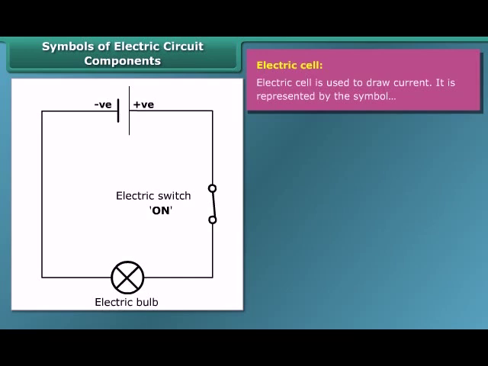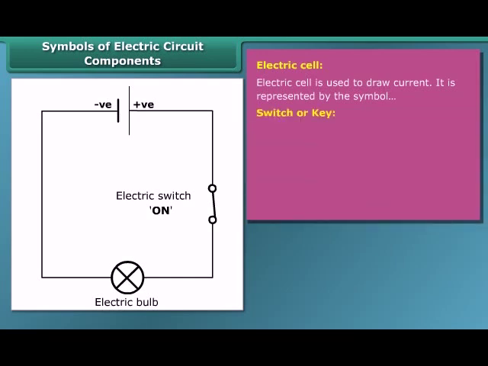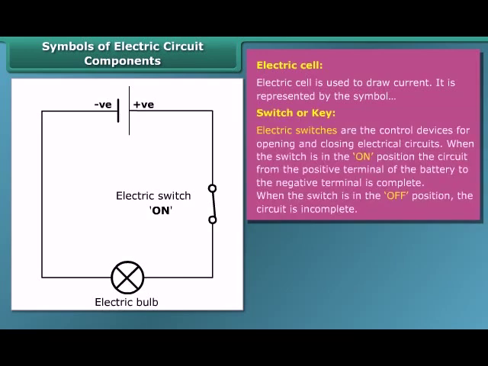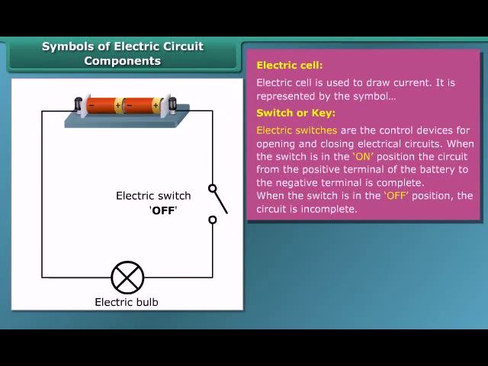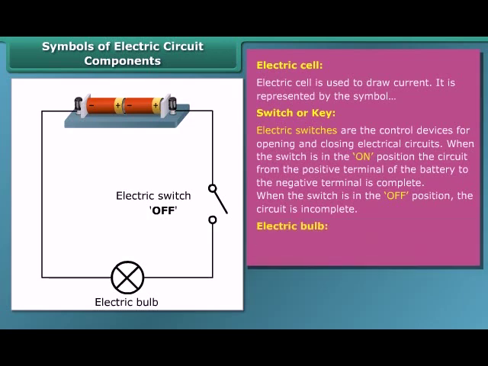the negative terminal. Switch or key makes or breaks the connection in a circuit. When the switch is in the on position, the circuit is closed and the current flows throughout the circuit. When the switch is in the off position, the circuit is open. In this case, no current flows through the circuit.